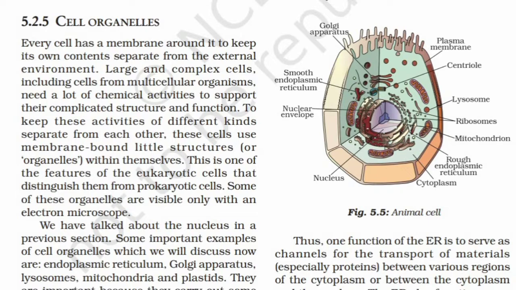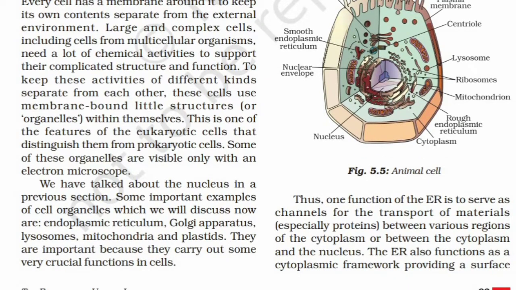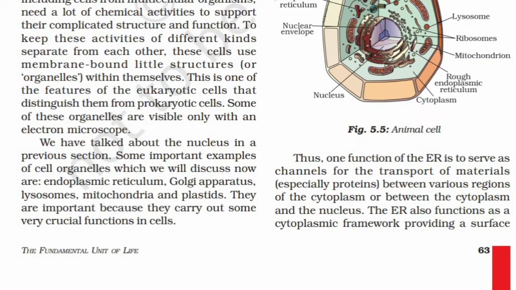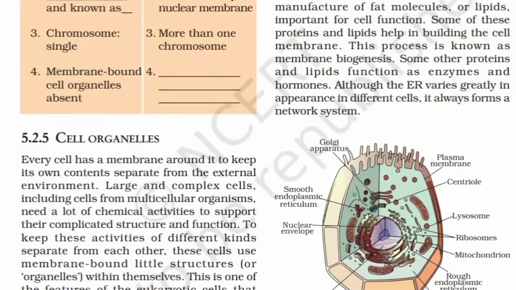Some of these organelles are visible only with an electron microscope. Now we are going to see what these different organelles are that help to keep the chemical activities separate from each other. We have talked about the nucleus in a previous section. Some important examples of cell organelles which we will discuss now are endoplasmic reticulum, Golgi apparatus, lysosomes, mitochondria and plastids. They are very important because they carry out some very crucial functions in the cell. So let us see.